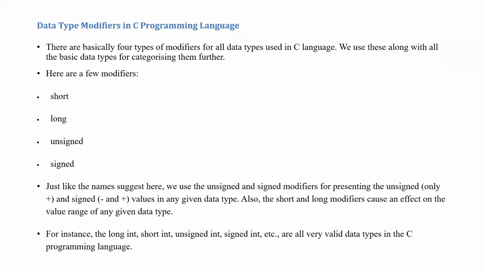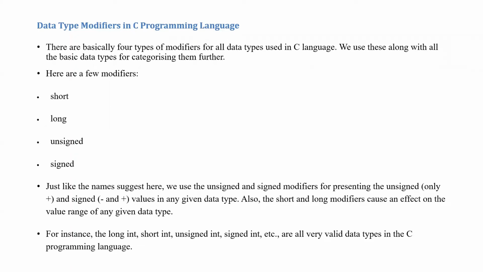If it is a short int, you can mention short int or short also. So short float, short double, short char, like that. Long int, long float, long double, like that. Unsigned int, unsigned char, unsigned float, like that. Signed int, signed float, like that. These 4 modifiers can be added to your data type for additional features.